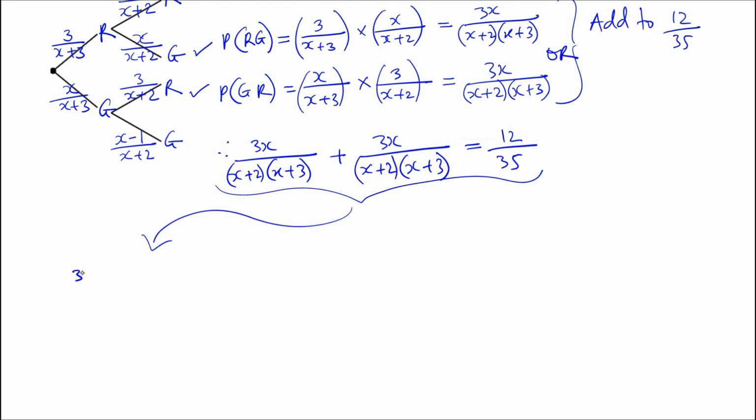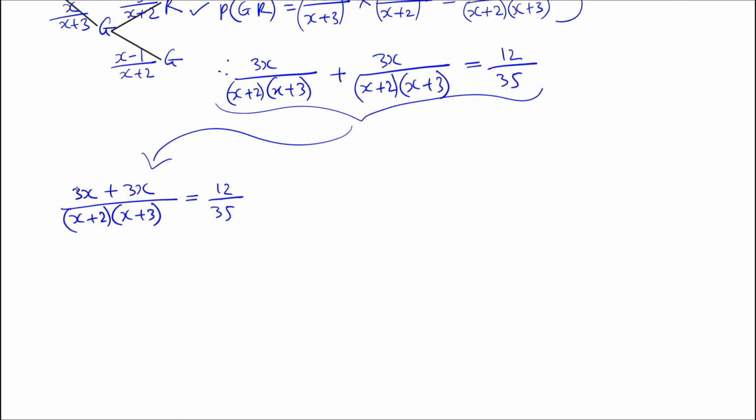So we have 3x plus 3x, because if you notice here, we have the same denominators, so we can add the numerators. So over x plus 2 multiplied by x plus 3. All right, again, I just need to draw a smaller line here. And this is equal to 12 over 35. And then what I'm going to do next is simplify the numerator here.